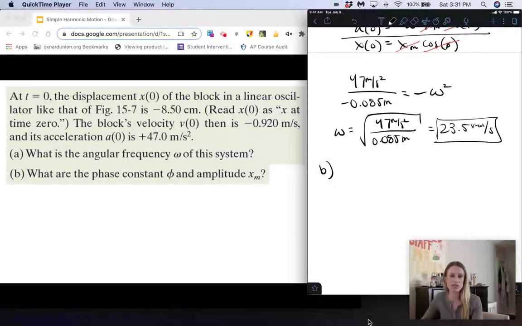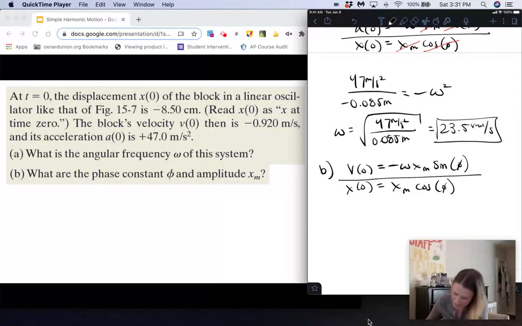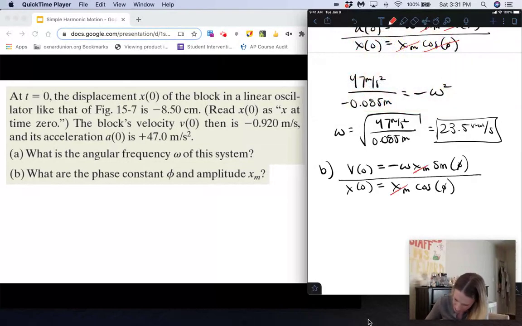So what we're going to do for this one is divide the velocity equation at time t equals 0 by the position equation at time t equals 0, because we want to leave the cosine and sine of the phase constant in so we can find what that phase constant is. For velocity, we get negative omega times x max times the sine of the phase constant. For position, we get just x max times the cosine of the phase constant. We're dividing these. Now, our amplitude, x max, cancels out.